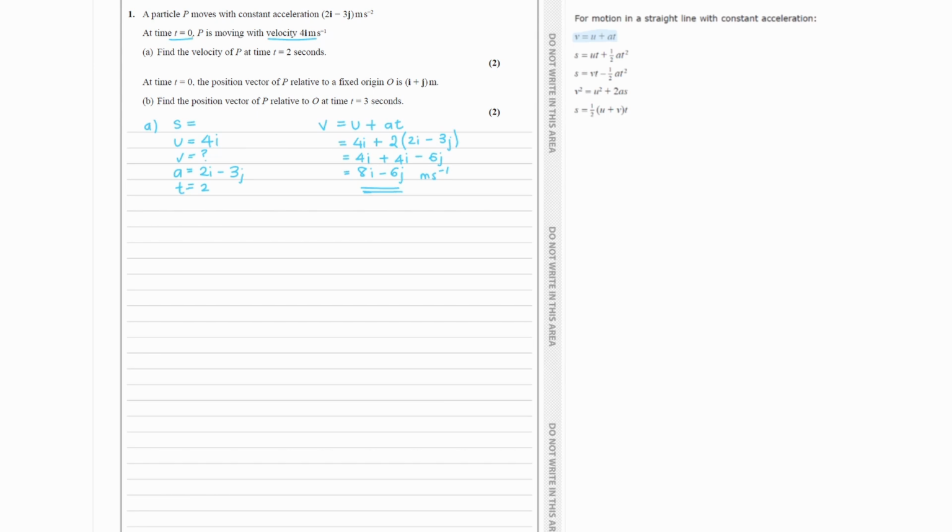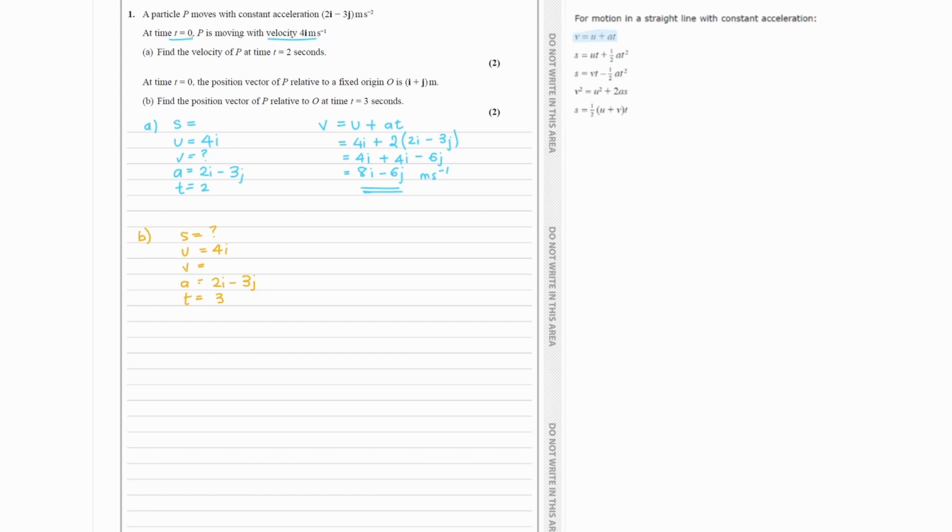The next part of the question says at time t is equal to 0, the position vector of P relative to a fixed origin O is i plus j meters. Part B, find the position vector of P relative to O at time t is equal to 3 seconds. So for part B, we are looking for the displacement at t is equal to 3. The initial velocity still remains the same, which is 4i. The acceleration also remains the same, 2i minus 3j, but this time the t changes because we are looking for the displacement when t is equal to 3.